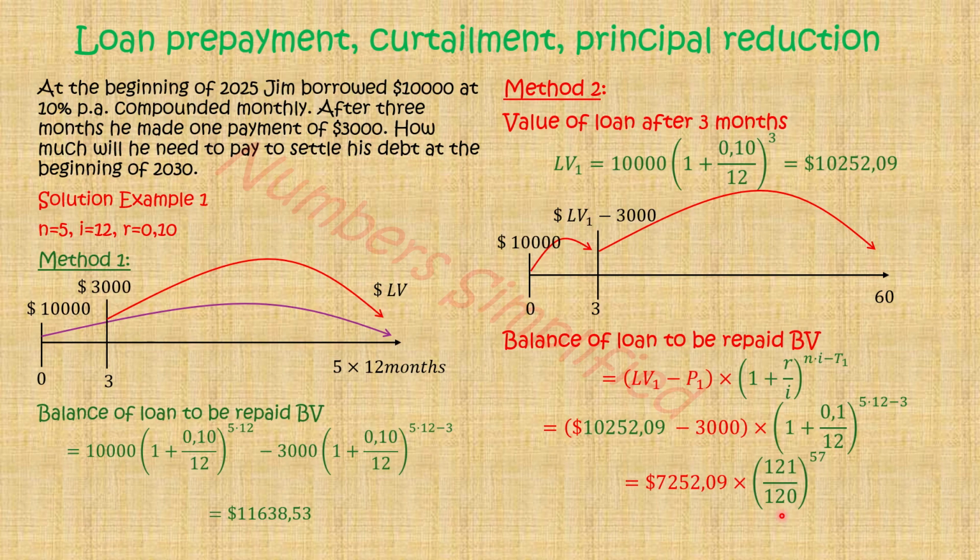So you wouldn't want that to pop up in the exam. So try to keep your values as exact as possible. Right, so simplifying further, we are going to end up having $11,638.54. Now take note, I rounded prematurely over here, and my answer is slightly different from method 1. In method 1, we had 53 cents.